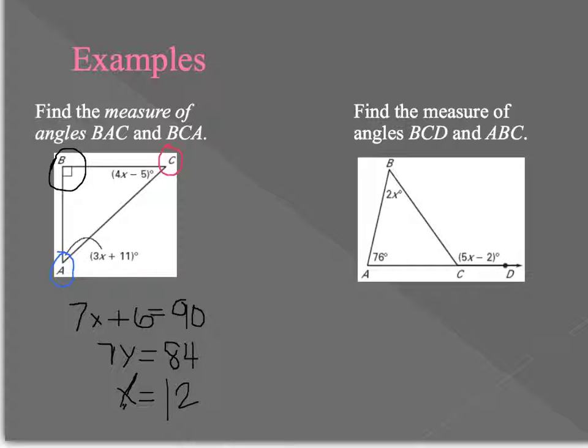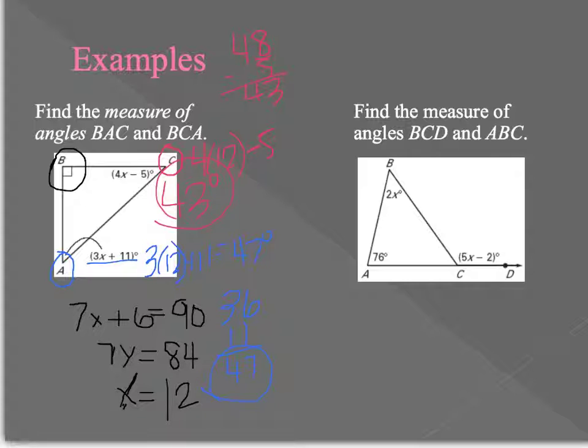So for angle BAC right here, 3x plus 11, I'd have 3 times 12 plus 11. Well, 3 times 12 is 36. 36 plus 11 gives me 47, so that's 47 degrees. And then for the other angle, I'd have 4 times 12 minus 5. Well, 4 times 12 is 48. 48 minus 5 is 43. So there's that angle. And those two together should add up to 90, which they do.